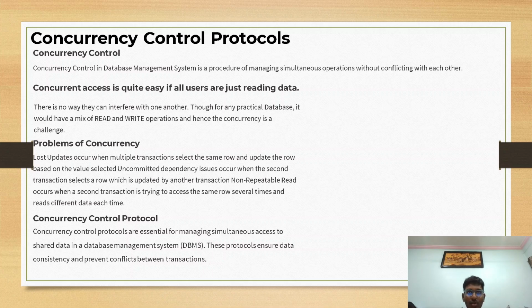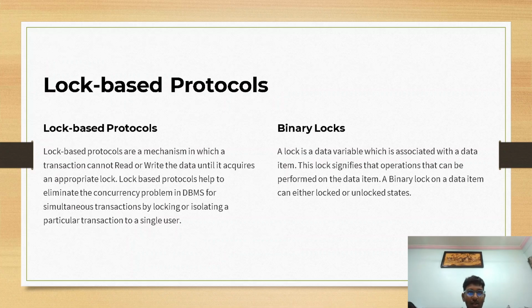So we have learned about the three conflicts, which are read-write, write-read, and write-write. Now, what are these protocols? First is lock-based protocols. These are mechanisms in which a transaction cannot read or write the data until it acquires an appropriate lock. Lock-based protocols help to eliminate the concurrency problem in DBMS for simultaneous transactions by locking or isolating a particular transaction to a single user. So, binary locks.